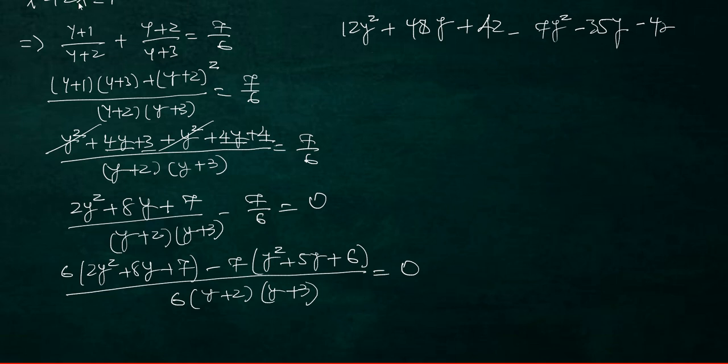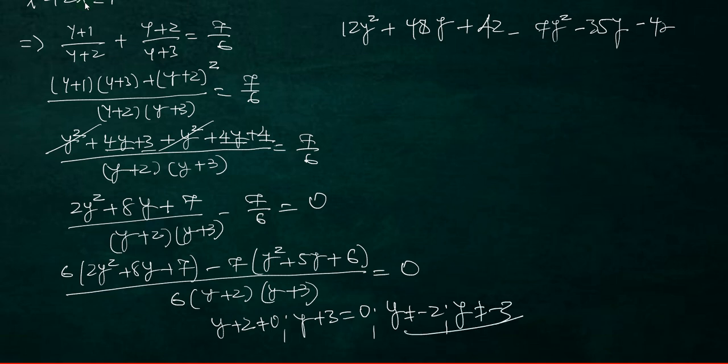So this one here, we will multiply by 0 here, so we have to say that y plus 2 has to be different from 0, and y plus 3 has to be different from 0, which implies that y has to be different from negative 2, and y has to be different from negative 3. So from here now we can say that this one here is equal to 0. So now 12 minus 7, we're gonna have 5y squared, right?